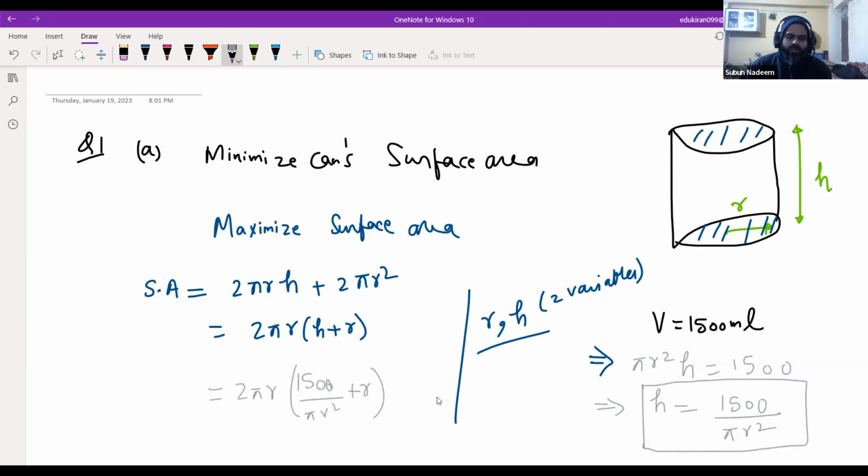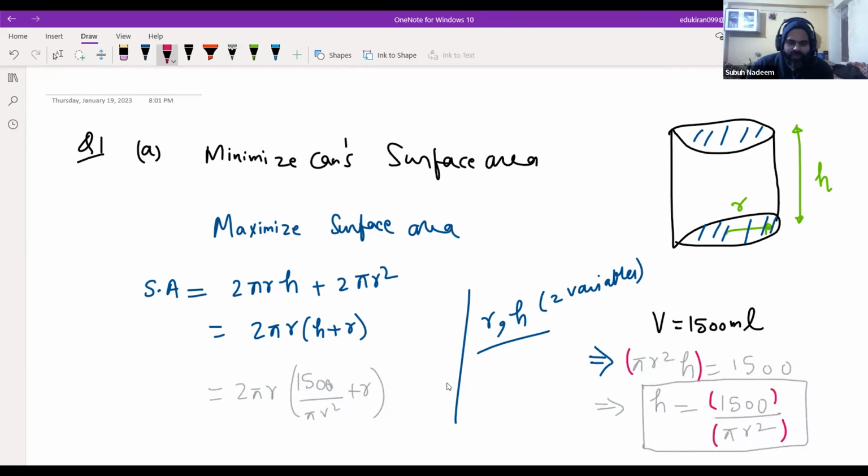But in this, the question is, it says that 1500 is the ml, right? So how do we put height as the 1500? We haven't put height as 1500. We have written the volume as 1500. Oh, okay, yeah. So the height is 1500 by pi R square. Yeah, I see. Yes, sir.